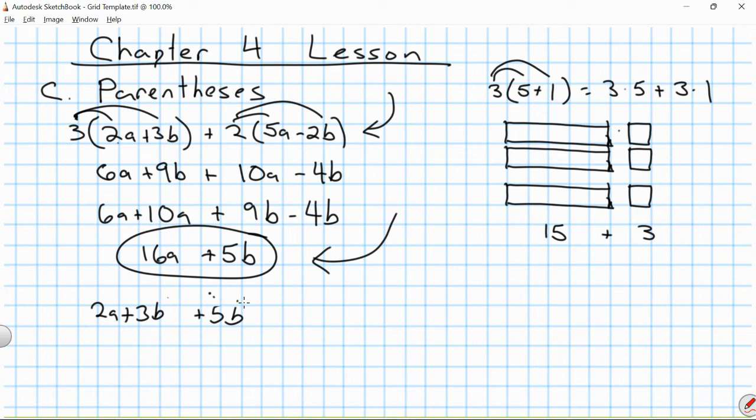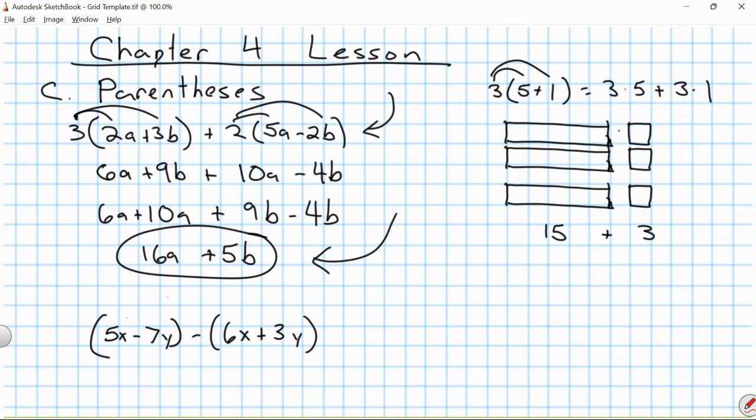Now, on the other hand, if there's a negative sign in front of your parentheses, you have to distribute that as well. So here's an example, and this is something you see a lot when you're subtracting expressions. So if I had 5x minus 7y minus 6x plus 3y, well, now let's think about what that means for a second.